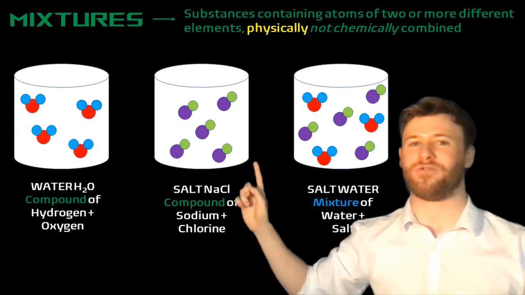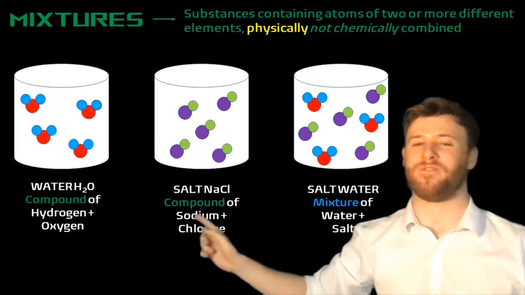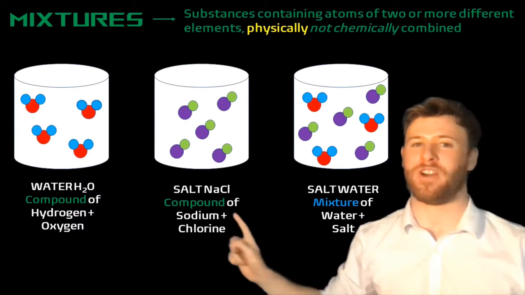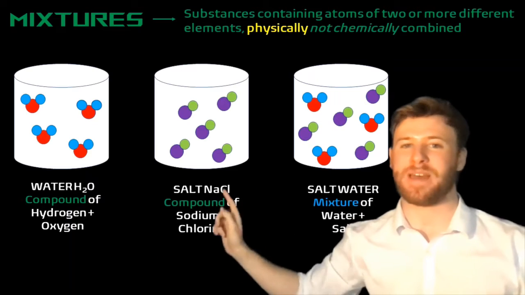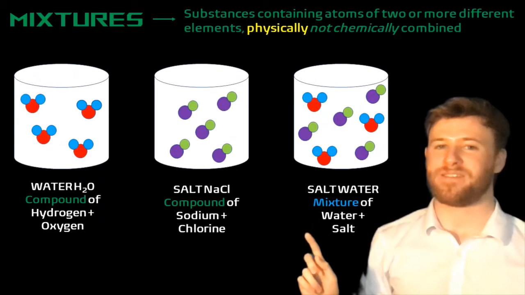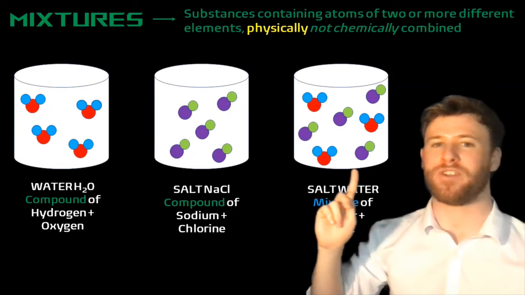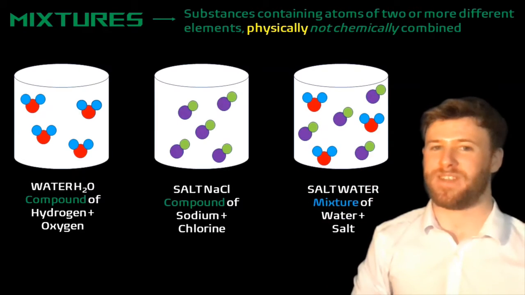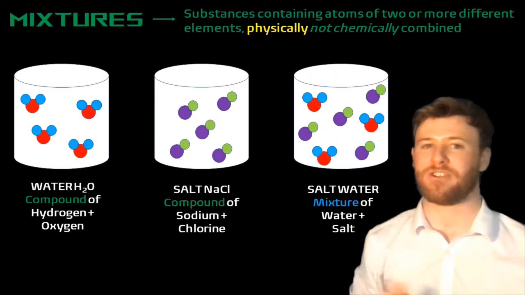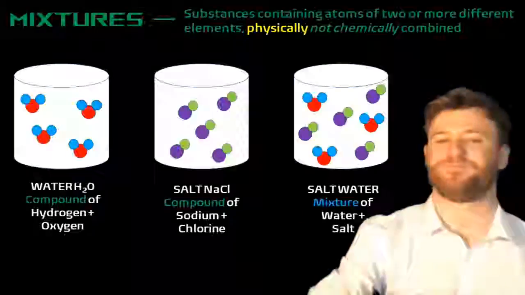Sodium atoms and chlorine atoms chemically bonded together to form the compound of sodium chloride or salt. But when we mix these two compounds together, they don't react. They don't chemically react. They just mix in with each other. You can see there's no bonds between the water and the salt there. They're just mixed together. They're forming a mixture in that case.